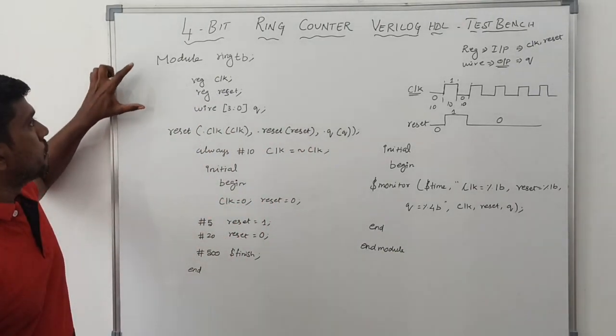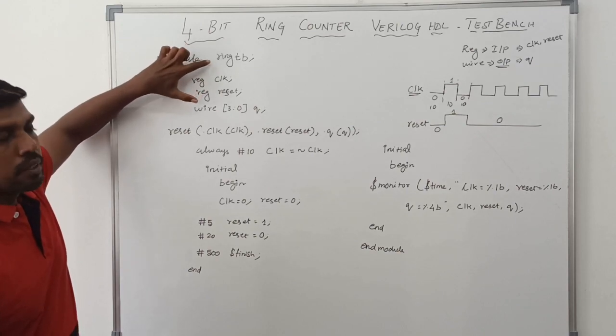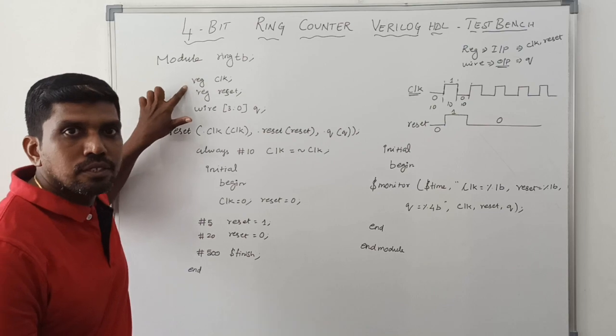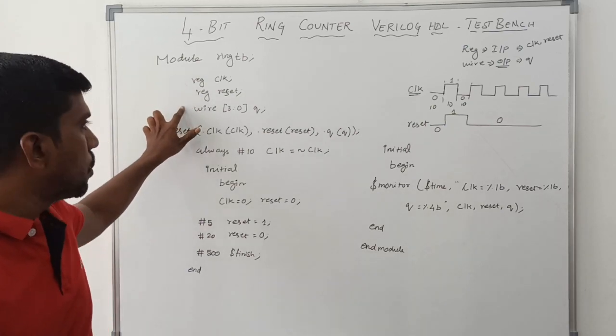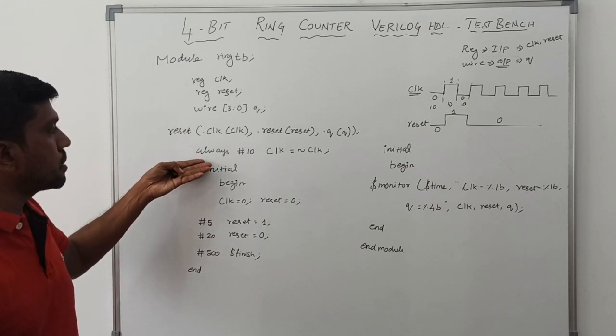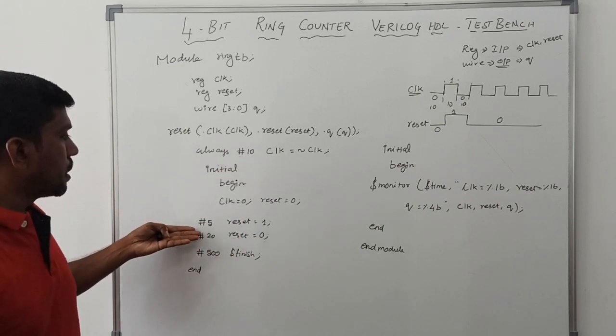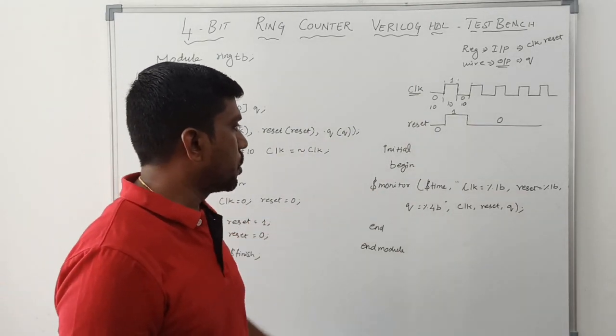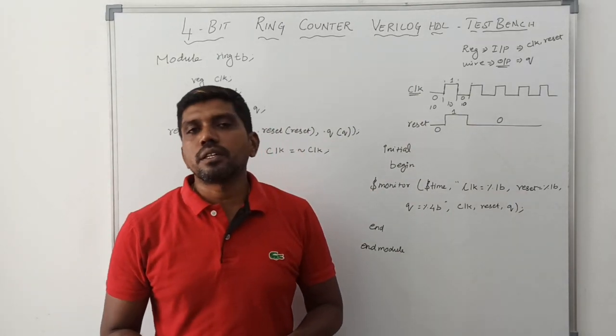So first you write the module name, then declare the input variables and output variables. Input variables are declared as reg and output variables as wire. Then declare the instantiation. Next you initialize the clock time cycle, the reset time cycle and the deadline of counting values, and finally monitor the output. I hope you understand the concept very well.